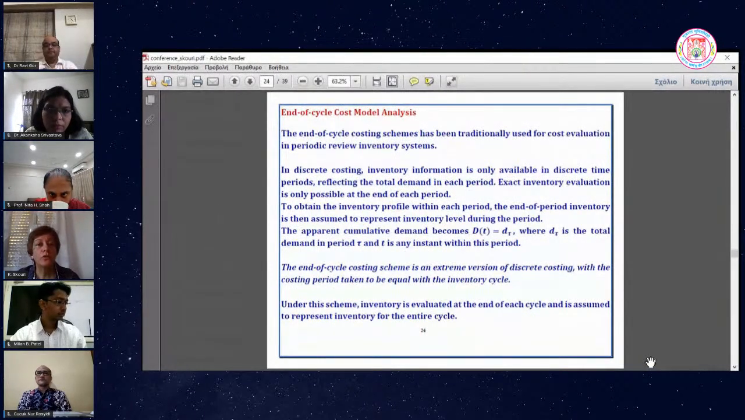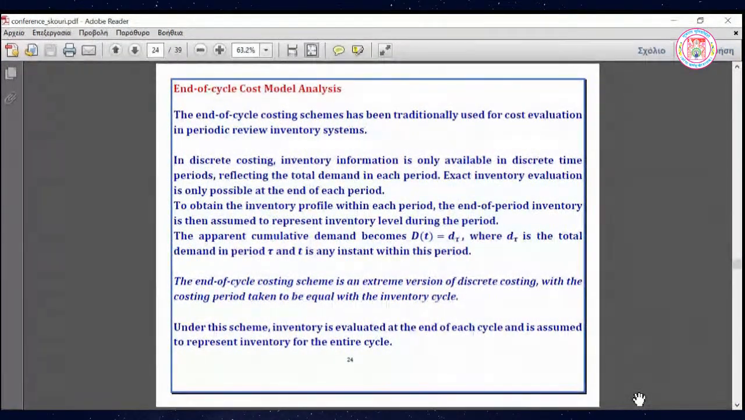And now we turn to the end-of-cycle cost model analysis. The end-of-cycle costing scheme has traditionally been used for cost evaluation in periodic review inventory systems. Firstly, we mention discrete costing. In discrete costing, inventory information is only available in discrete time periods, reflecting the total demand in each period, and exact inventory evaluation is only possible at the end of each period. To obtain the inventory profile within each period, the end-of-period inventory is then assumed to represent the inventory level during the period. So the apparent cumulative demand, D(t), is D(t_a), where D(t_a) is the total demand in period t_a, and t is any instant within this period.